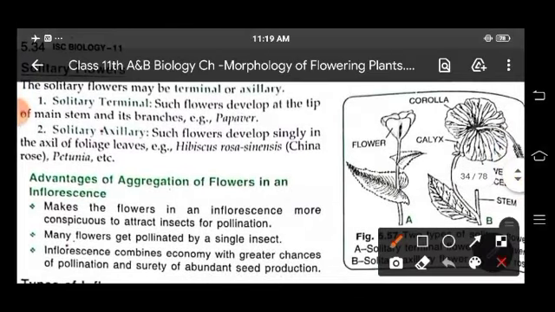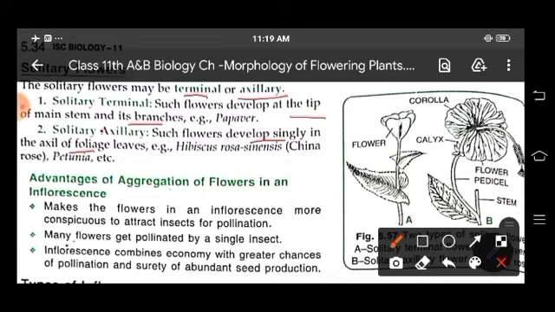Now the solitary flowers may be terminal or they may be axillary. Terminal flowers means the flowers that develop at the tip of the main stem and its branches, and axillary means those which develop singly in the axil of foliage leaves.